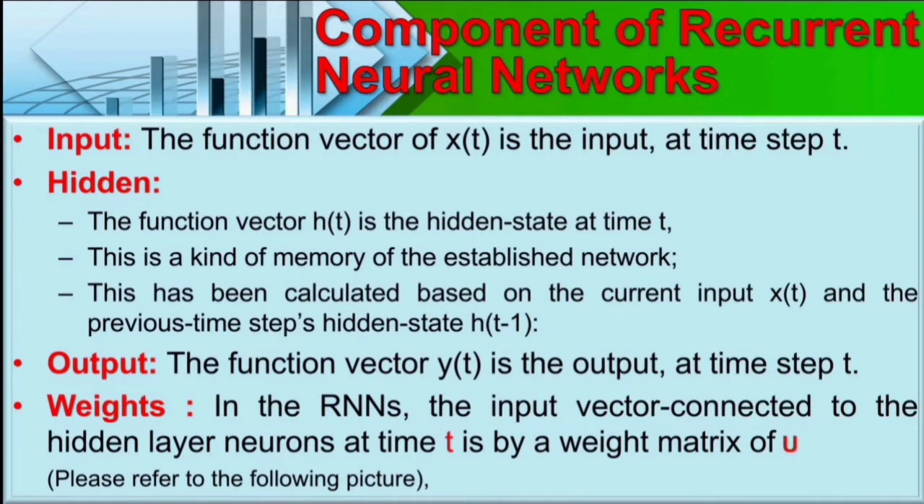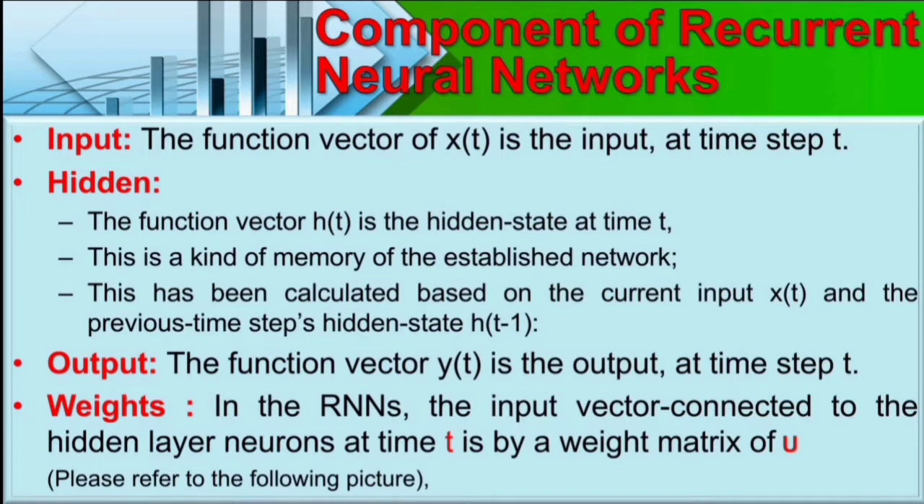Components of recurrent neural network. Number 1, input. The vector x of t is the input at time step t. Number 2, hidden. The vector h of t is the hidden state at time t. This is a kind of memory of the network, and it is calculated based on the current input x of t and the previous time step's hidden state h of t minus 1. Number 3, output. The vector y of t is the output at time step t.